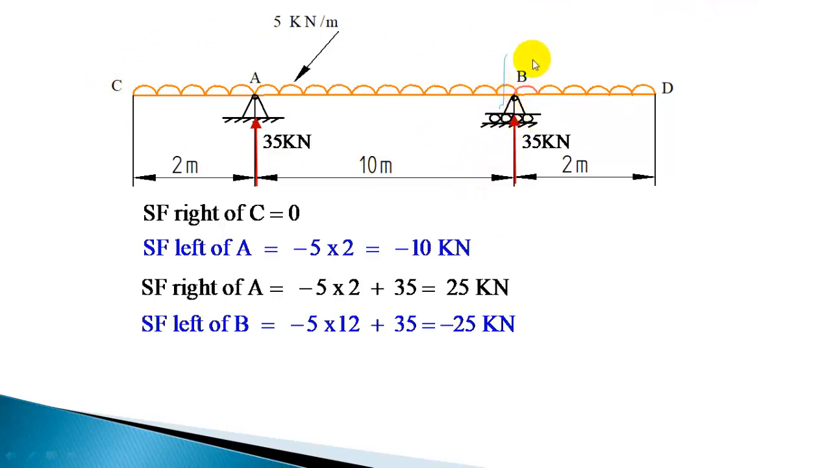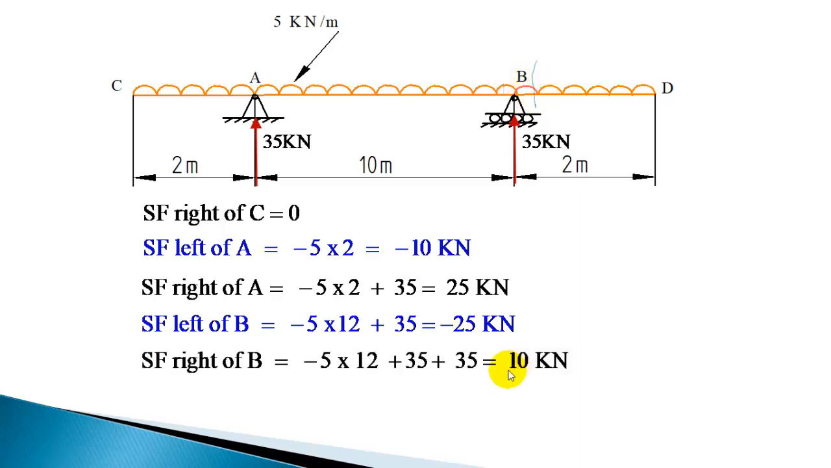Next we have to take a section immediately right of B. Immediately left of B, you can see that minus 25 is the shear force. When you move to the right of B, the additional load is plus 35. So minus 25 plus 35, or shear force immediately right of B is going to be 10 kilonewton. Here I have summed up all those forces: the UDL is minus 5 into 12 meter, so minus 5 into 12 plus 35 plus 35, which will give 10 kilonewton.